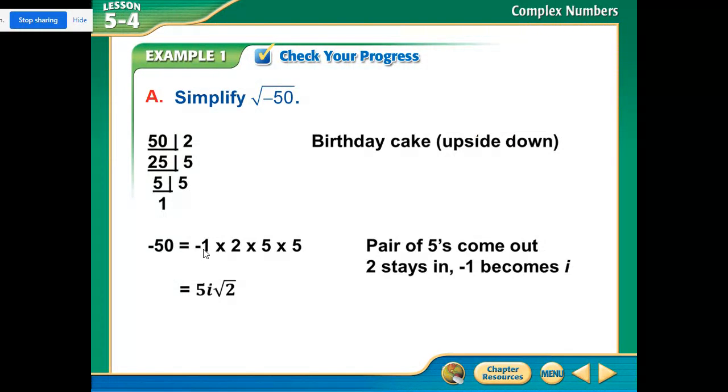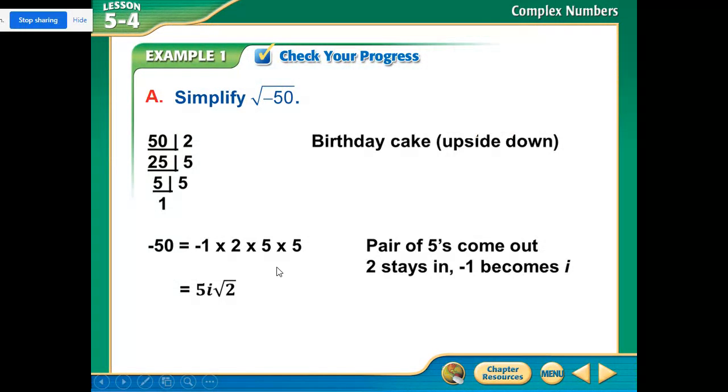So -50 is -1 times 2 times 5 times 5. Now remember, when we're simplifying radicals, we're looking for pairs. So I want a pair. I got a pair of 5s. The pair of 5s then comes out in front. The -1 becomes an i, and the 2 has no friends, so it stays inside the square root. So it's 5i square root of 2, and that's my answer.